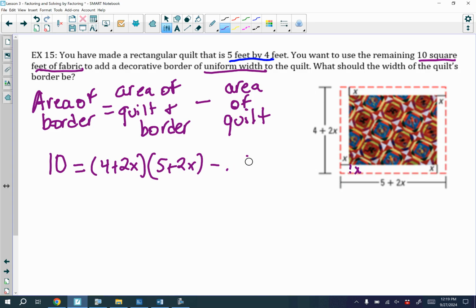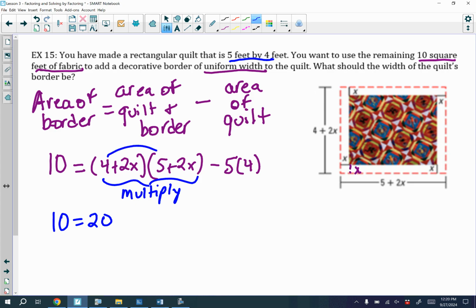Now, what we're going to do next, I'm going to write that 5 times 4 so you guys know that. We've got to multiply everything out. We need to get this into standard form. So I'm going to multiply this part. We have 10 equals, we do 4 times 5 to give us 20, 4 times 2x to give us 8x, then 2x times 5 to give us 10x, and 2x times 2x gives us 4x squared, and we multiply this minus 20. Notice our minus 20 and positive 20 cancel. We combine our like terms in the middle.